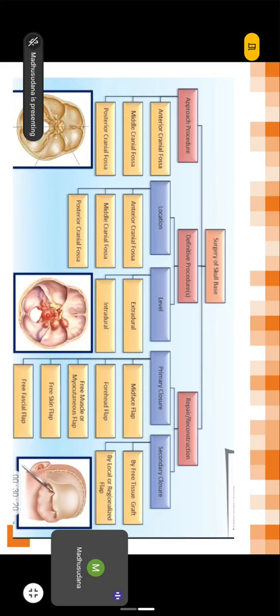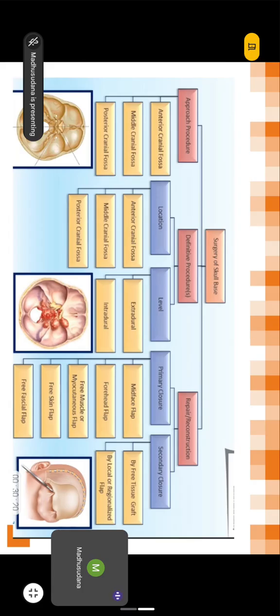Okay, and level: extradural, intradural. Is he crossing the dura mater? Without opening the dura mater, if he's doing the procedure, it is extradural. And primary closure, mid-face flap or forehead flap, he is using that flap to close that procedure site or surgical site. Free skin flap, based on the type of flap, we have separate codes for primary closure. If it is a secondary closure, by free graft or by local or regionalized flap.